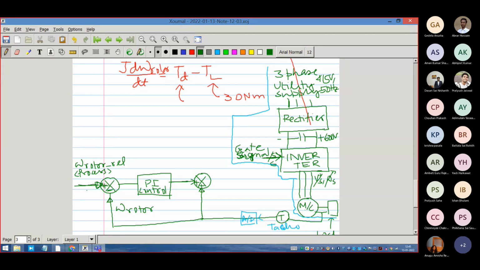Now suppose the error is positive. What does positive error mean? Positive error means that omega rotor reference is greater than omega rotor. And what does it mean? Your action should be such that the rotor speed catches up, increases and tries to match the reference. That is what your intention is at a certain instant.